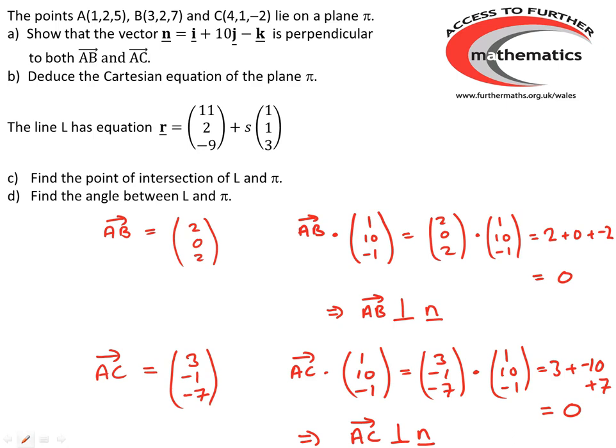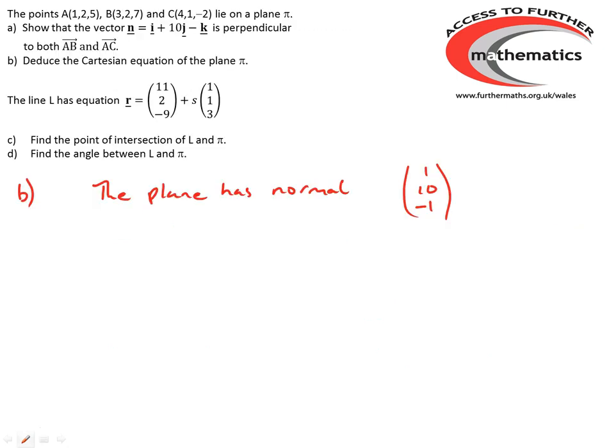Now this tells me that n is a candidate for being the normal to the plane. So we know that the normal to the plane is (1, 10, -1). So I can say that the equation of the plane has got to be of the format r dot (1, 10, -1) equals a constant.